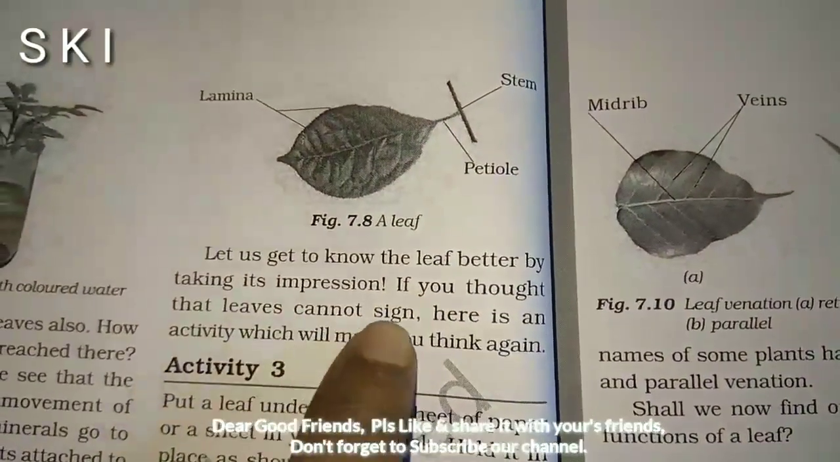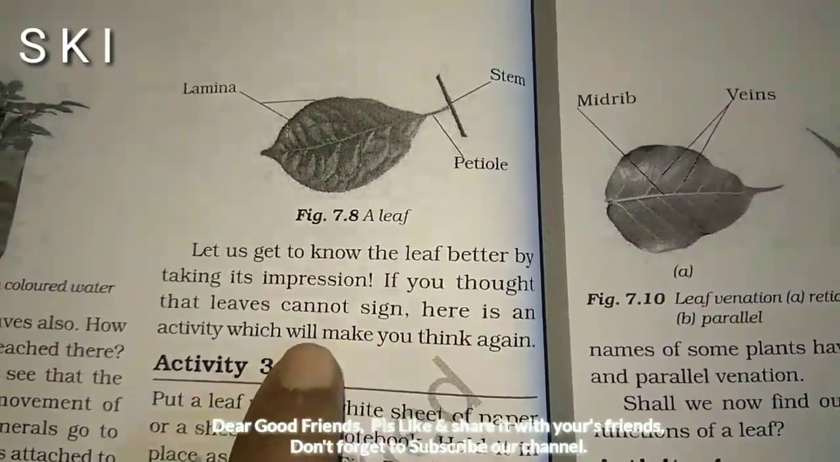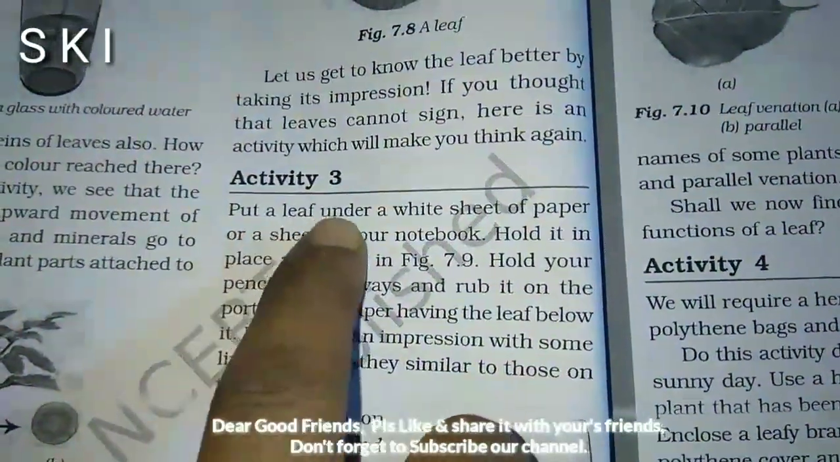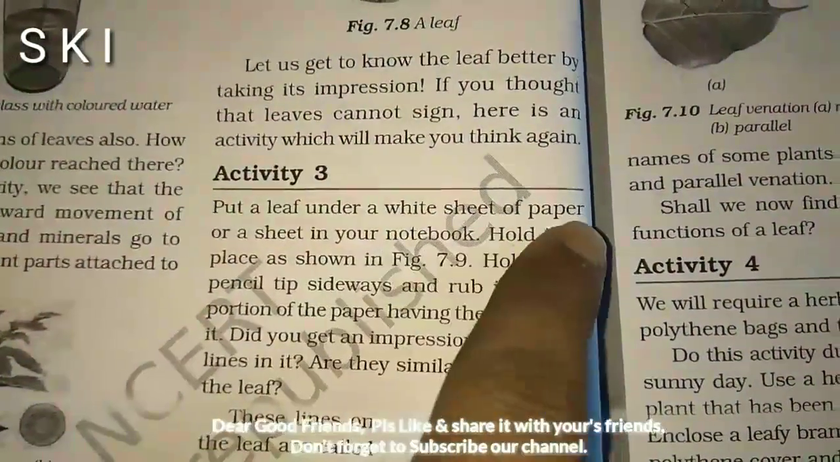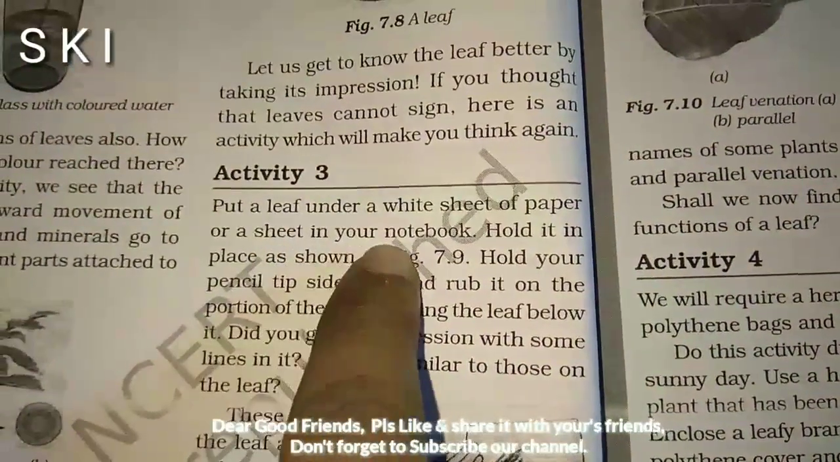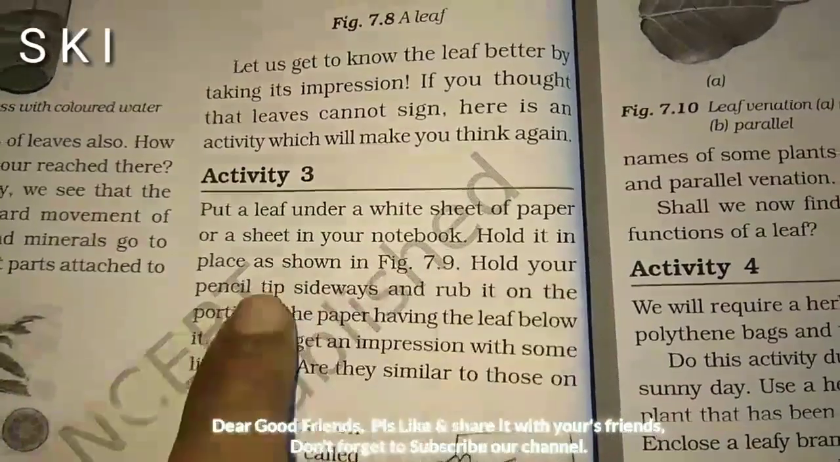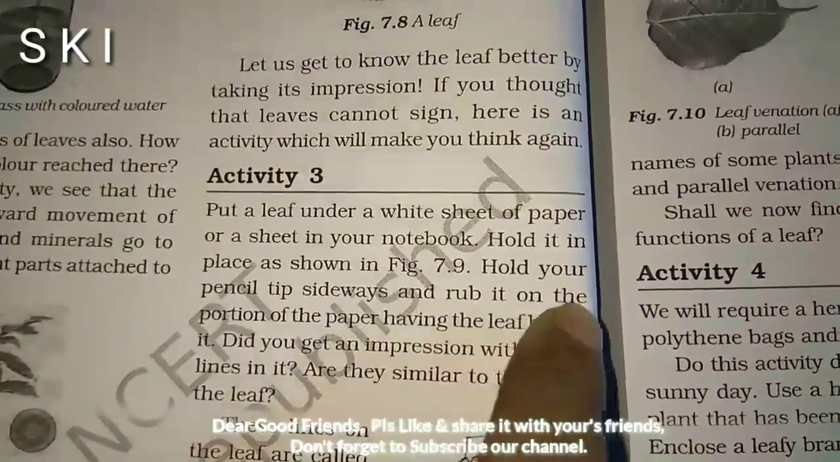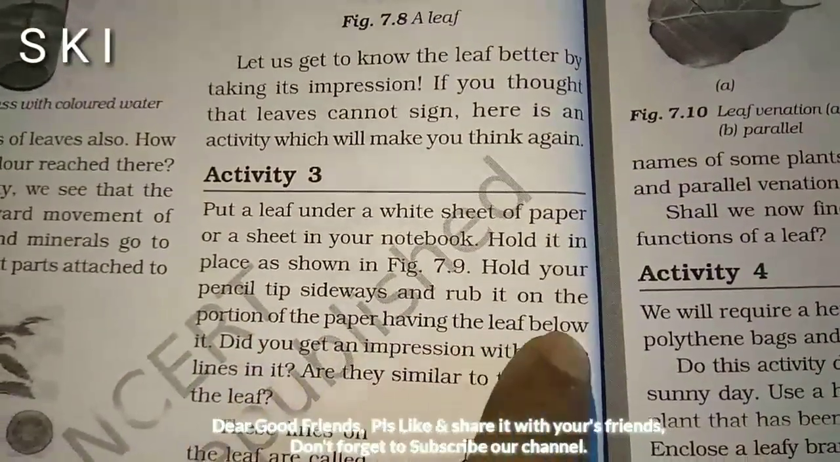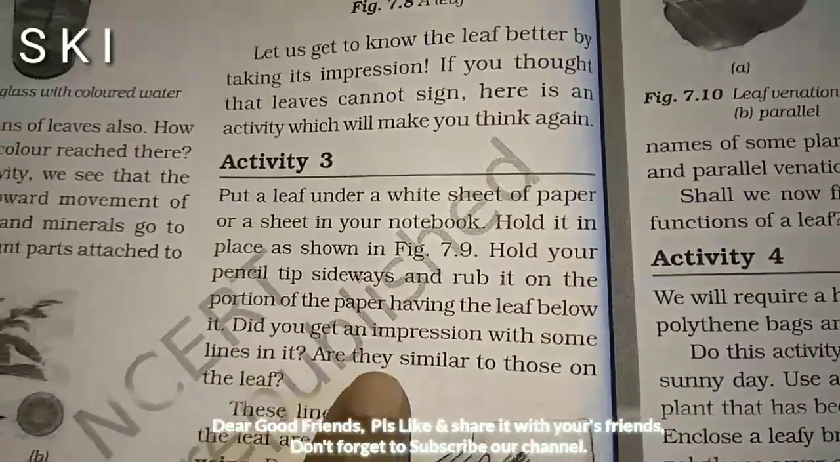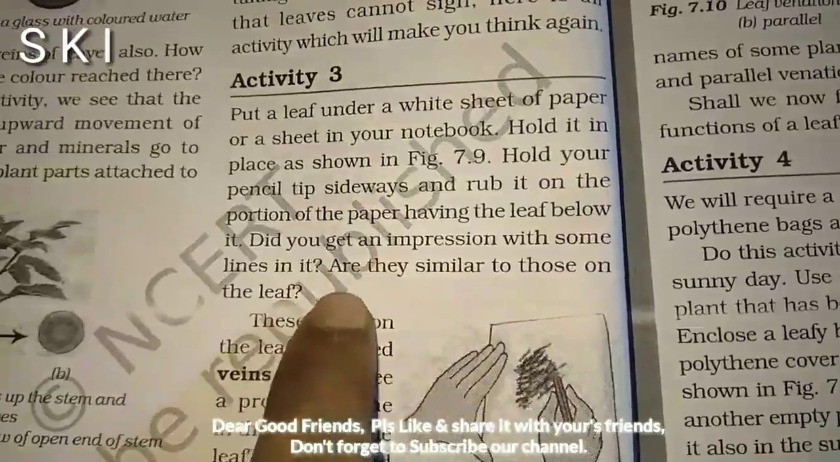If you thought that leaves cannot shine, here is an activity which will make you think again. Activity 3. Put a leaf under a white sheet of paper or a sheet in your notebook. Hold it in place as shown in figure 7.9. Hold your pencil tip sideways and rub it on the portion of the paper having the leaf below. Did you get an impression with some lines in it? Are they similar to those on the leaf?